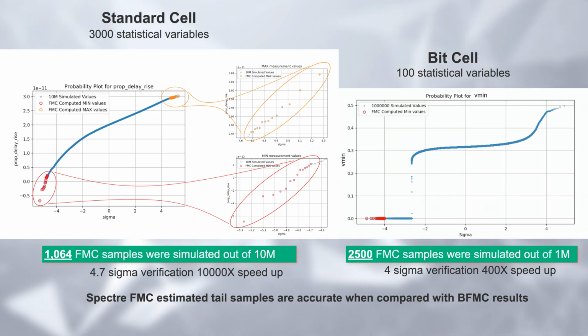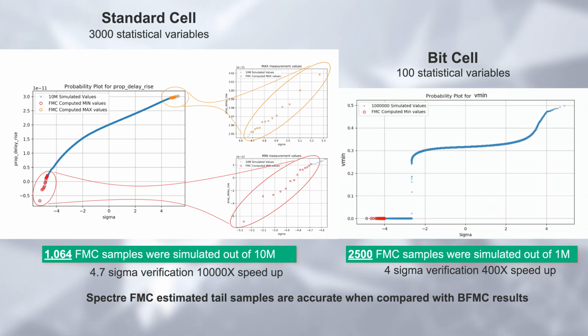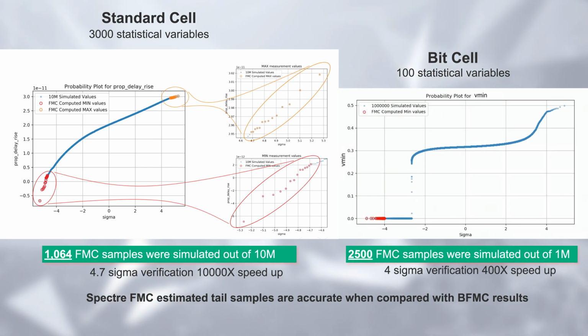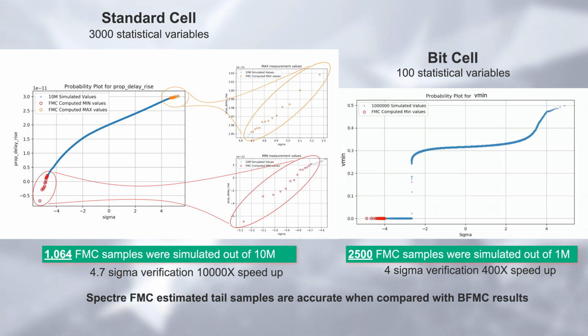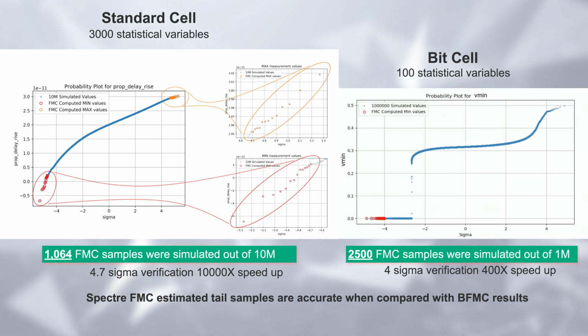Let's look at a few results. For an advanced node standard cell, Spectre FMC analysis needed only 1064 simulations for 4.7 sigma verification from 10 million Monte Carlo samples. And similarly, for a bit cell, only 2,500 simulations were needed. In both examples, we can see that it is SPICE accurate and 400x to 10,000x faster in finding worst-tail samples from large distributions, avoiding the need to do millions of simulations. Also note that the distribution of measurement of interest need not be normal or continuous.